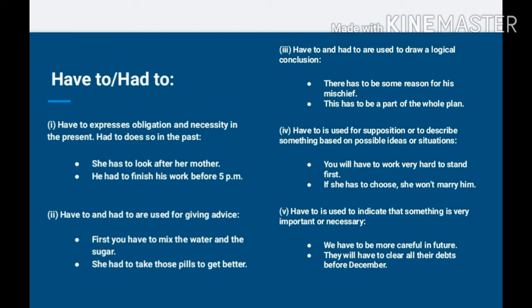Finally, have to is used to indicate that something is very important or necessary. Let's look at the example. We have to be more careful in the future. They will have to clear all their debts before December. Well, in these two situations of being careful in the future and clearing all the debts before December, we can see that these two actions are very important or necessary to do. So this particular modal auxiliary is used to express necessary or very important things to do. Hope you are clear about the usage of have to or had to.